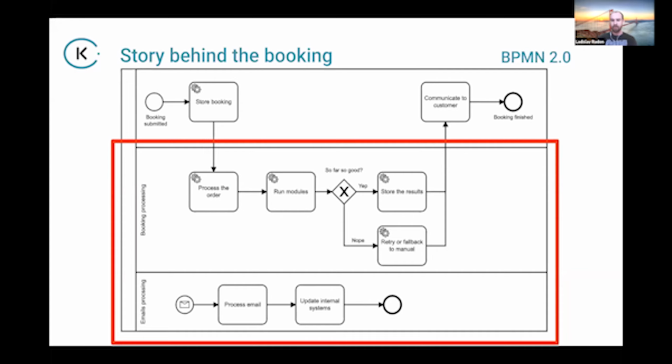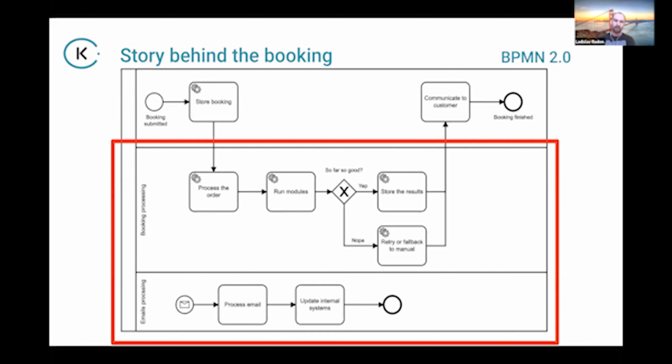Then we go to run modules to go to the web, to the third parties where we create the reservations, create the tickets. When we consider everything is good, store the results, communicate to the customer, again, using our other services from other engineering departments. If there is some problem, we need to somehow bring another solution, retry it, or go with the fallback.